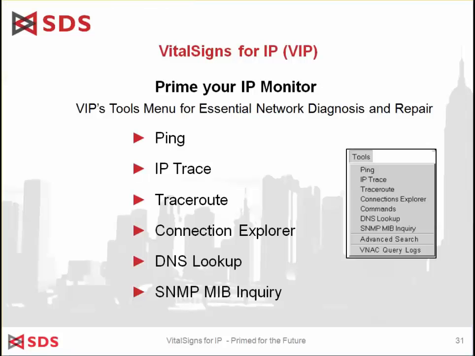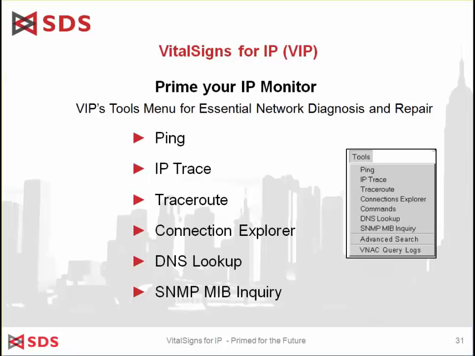Our VIP Tools pull-down menu option gives you a list of essential diagnostic and repair tools. Some of these we touched on, but it's nice to see them all in one place. Ping. Test for the presence of a given network host and measure the round-trip time for messages to that host. IP Trace, which Colin will be showing you, records packets as they pass in and out of a TCP/IP stack. You can filter traces for specific IP addresses, interfaces, and network protocols. Traceroute. Map the route a message travels. For example, identify the hosts and routers between origin and destination.